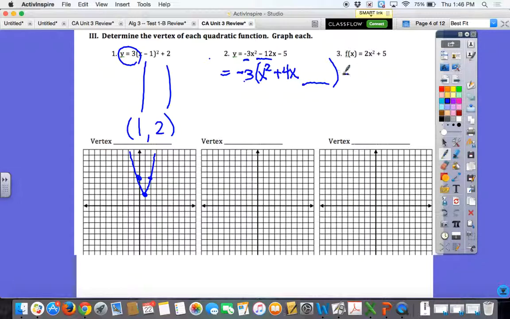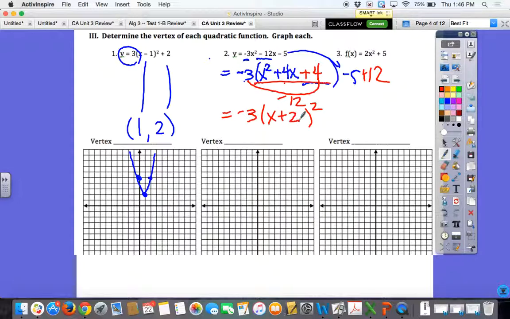Leave a space. The -5 is out here. He doesn't do all of this stuff. All right, now complete your square. Half of 4 is 2. 2 times 2 is 4. But what you really did was a -12. So to keep this thing balanced, you've got to do +12. All right, your -3 is still there. Rewrite this thing: x plus 2. Put these together, 7. So your vertex is -2, 7.